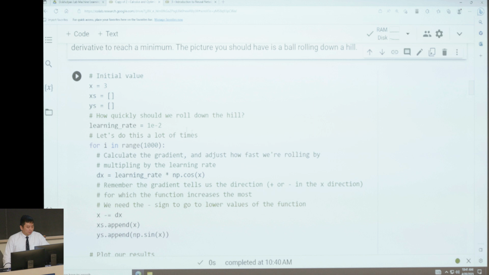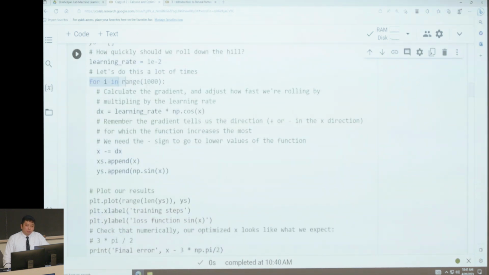Here is a little bit of Python code. Our initial guess for where the minimum of sine of x is, let's say it's at x equals 3. Then we're going to roll down the hill from x equals 3. The learning rate controls how quickly we roll down that hill. Here I've used 0.01.